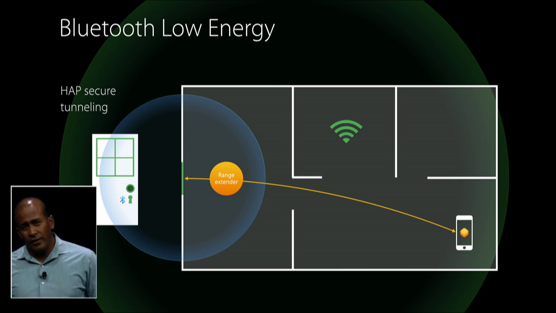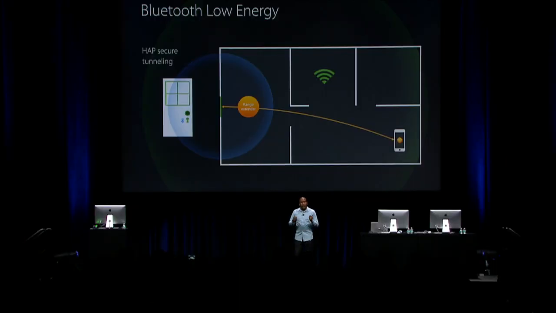So what's even better is this range extender will also be able to provide remote access to this Bluetooth accessory and any other Bluetooth accessory that works with HomeKit. So what this means is not only can you reach your accessories no matter where they are in the house, you can also reach them no matter where you are, home or away.